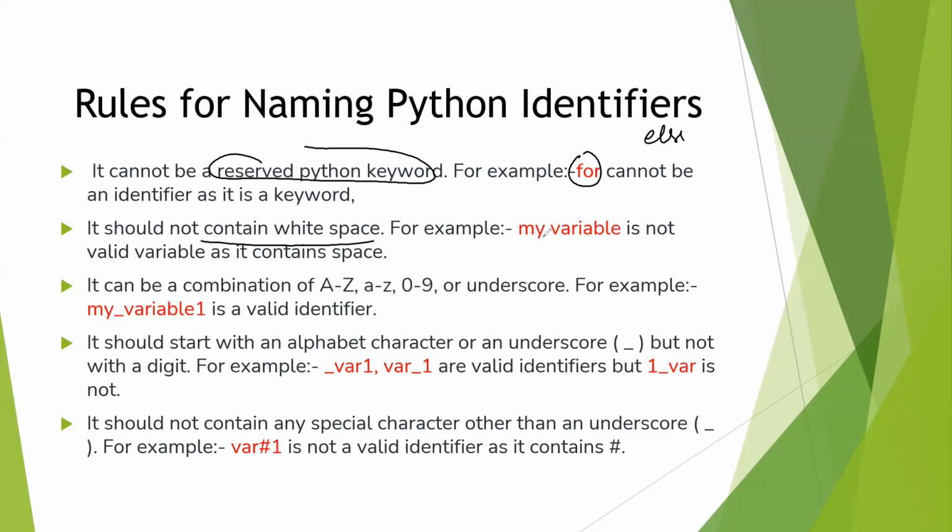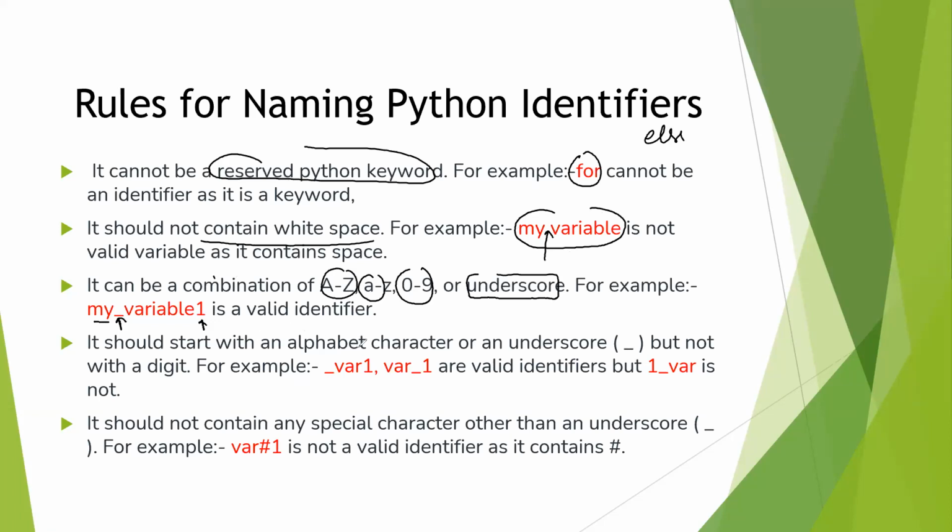An identifier should not contain white spaces, which means you cannot have this as an identifier because it contains a space between my and variable. It is not allowed. The identifier name can be a combination of uppercase letters, lowercase letters, and digits. The only special character which is allowed is underscore. So you can have my_variable1, with lowercase letters, then the underscore, and then 1. It is a valid identifier.